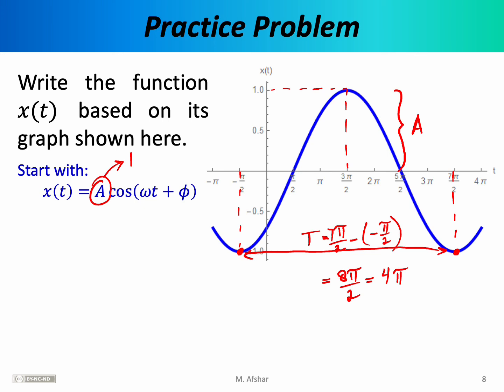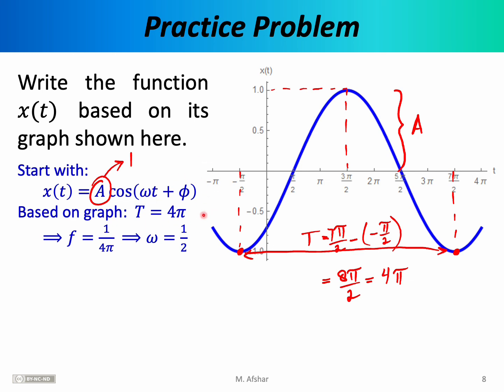Of course, I'm not really interested in the period, I'm interested in the angular frequency omega, but I know that those two things are related. What I know is that the frequency is 1 over T, so the frequency for this oscillation is going to be 1 over 4 pi. And I also know that angular frequency is 2 pi times the frequency. So I have 2 pi times 1 over 4 pi, which tells me that omega is 1/2 radians per second. Now that I have omega, I can turn to phi.